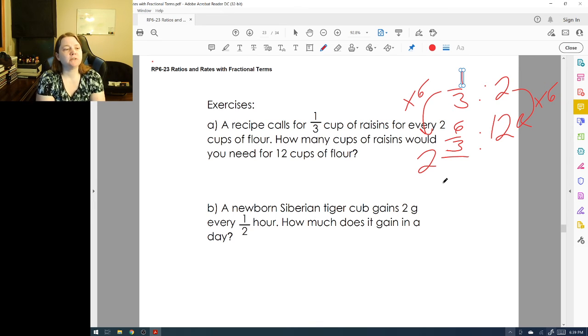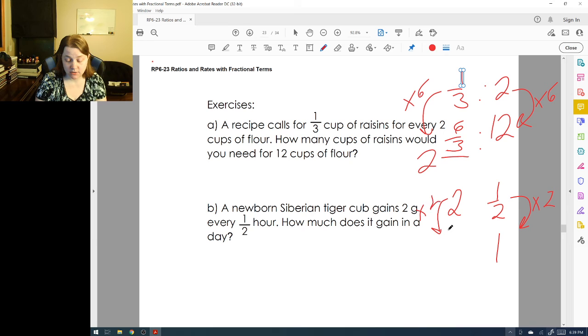A newborn Siberian tiger cub gains 2 grams every half hour. Kids, that's a lot. How much does it gain in a day? So if we're looking at 2 grams every half hour, we want to know how much it gains in a day. I could think about how many half hours are in the day, but I'm going to think about 1 solid hour first. So I'm going to multiply 1/2 to go to 1, and 2 halves equal 1 whole, so I'm multiplying by 2. And 2 times 2, it gains 4 grams in 1 hour.